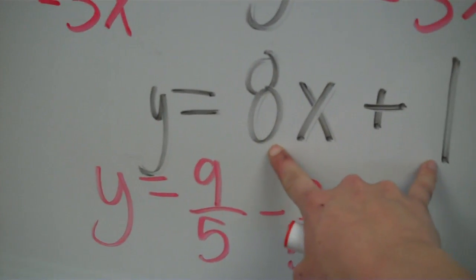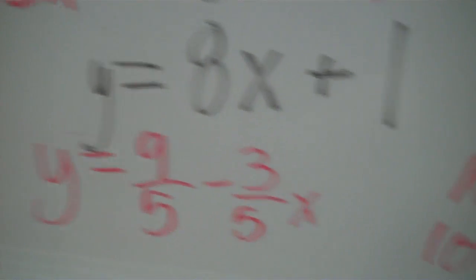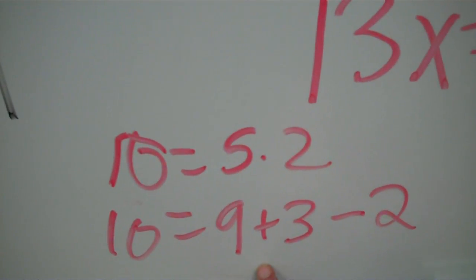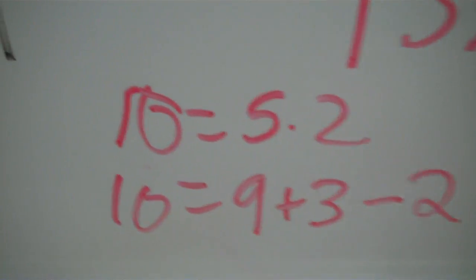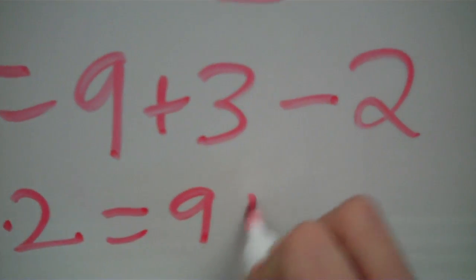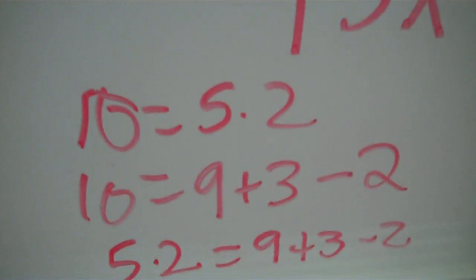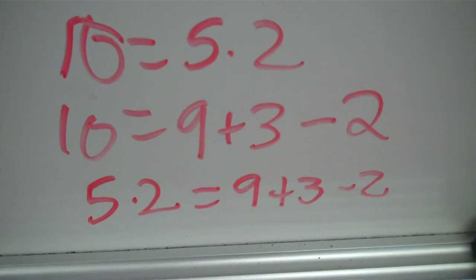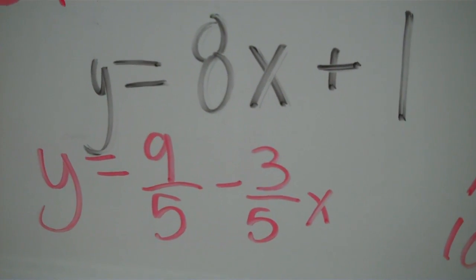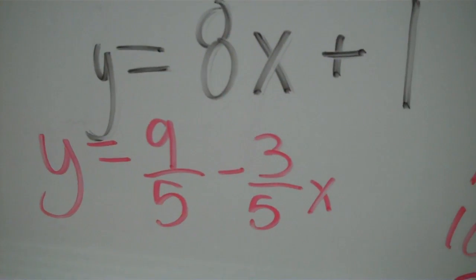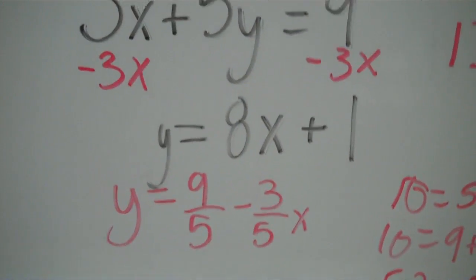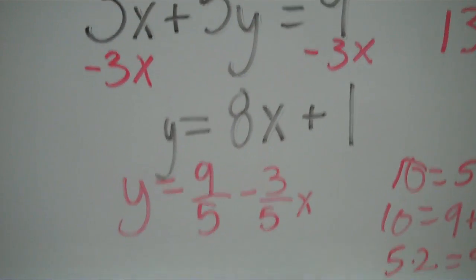So if y is equal to this and y is equal to this, just like 10 is equal to 5 times 2 and 10 is equal to 9 plus 3 minus 2, I can assume that 5 times 2 is equal to 9 plus 3 minus 2. They're both equal to 10, so they're both equal to each other. So we can do the same thing over here. 8x plus 1 will be equal to 9/5 minus 3/5 x, and that can be my new equation, and then I can solve from there and plug back in for y. So hopefully that's helpful.